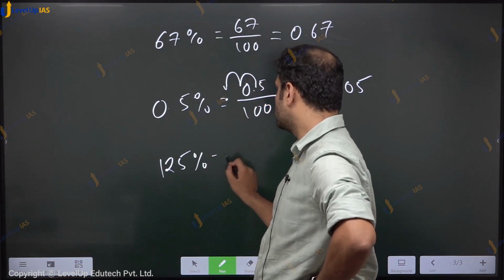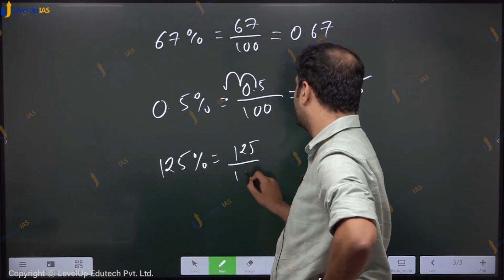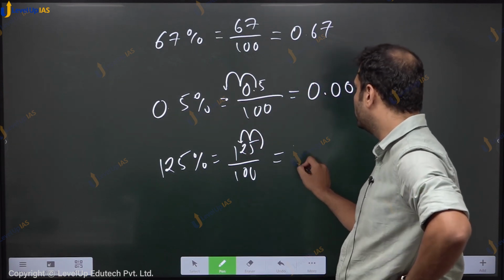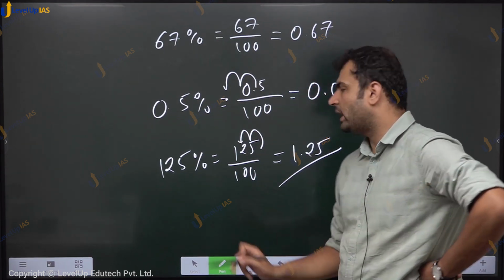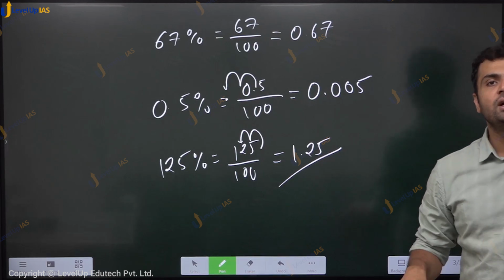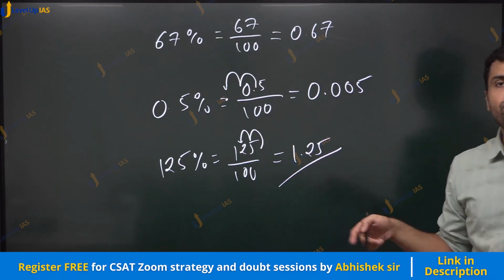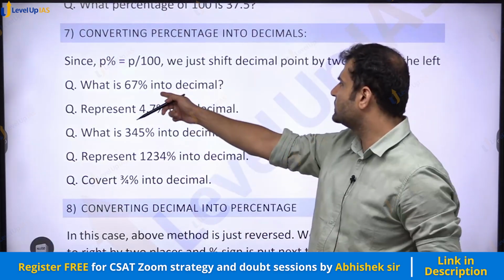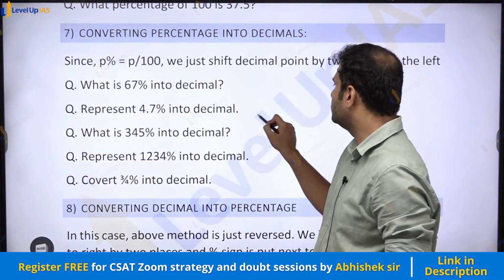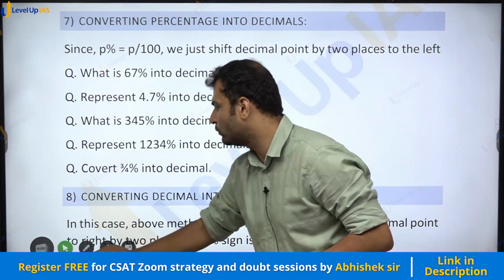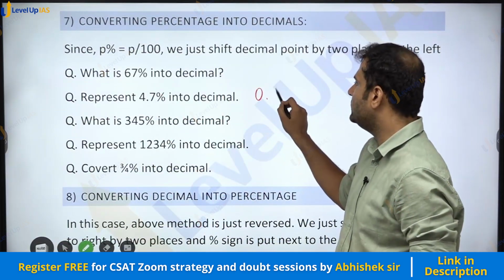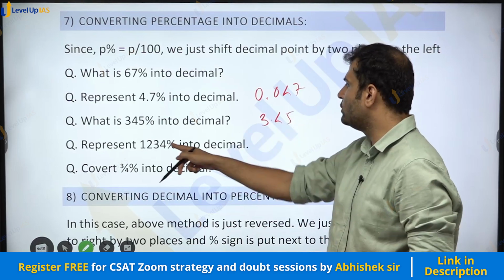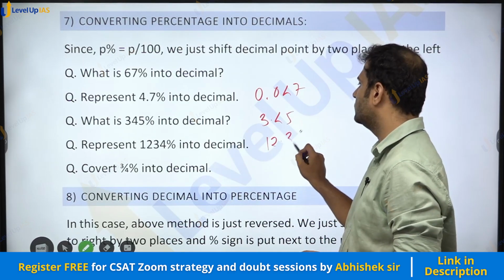125% is equal to 125 divided by 100. यहाँ पे यहाँ से decimal point यहाँ आएगा, फिर यहाँ आएगा. So 1.25. I hope you understand how to convert percentages into decimals. So what is 67%? 0.67. 4.7% will be 4.7 divided by 100, which is 0.047. 345% would be 3.45. 1234% would be 12.34.